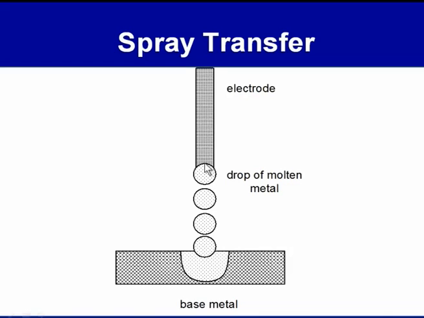So, this is the kind of transfer which is observed during the spray mode: the continuous melting of the electrode tip and its detachment even when the drops are of small size, resulting in continuous movement of these droplets towards the weld pool, which gives the feeling of a spray, and that is why it is called the spray transfer.